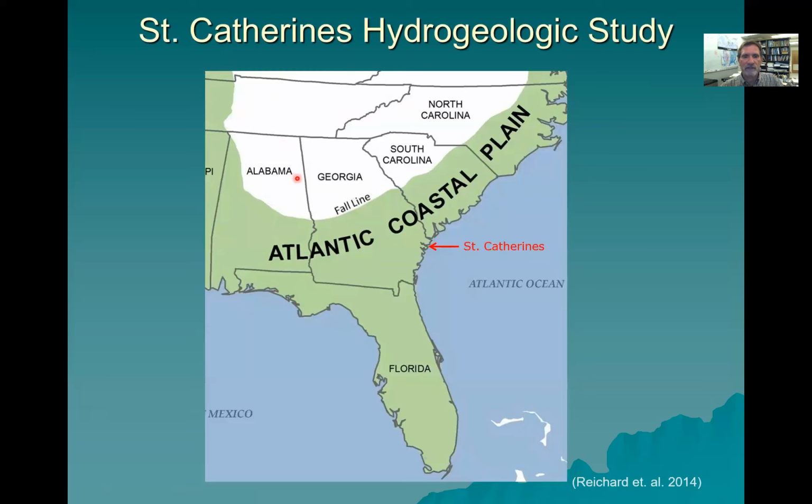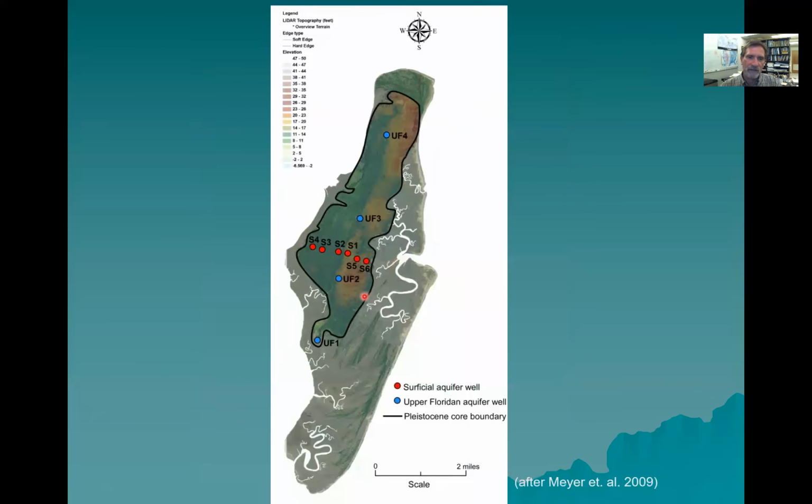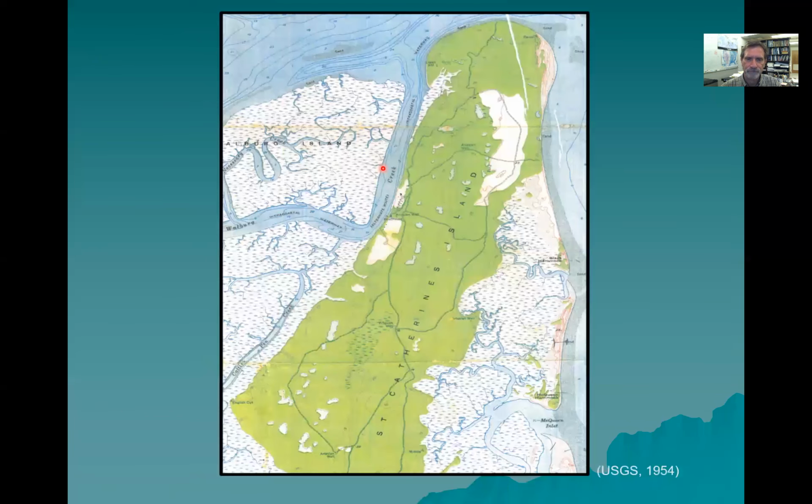So this brings us finally to our study here on St. Catharines Island. This is a LiDAR map of St. Catharines in which I've outlined the Pleistocene core, and we have plotted 2 traverses. We have an east-west traverse in a surficial aquifer system. We have 6 wells for that. We also have a south to north traverse in the Upper Floridan. These are 4 wells that the island uses for water production, water supply.